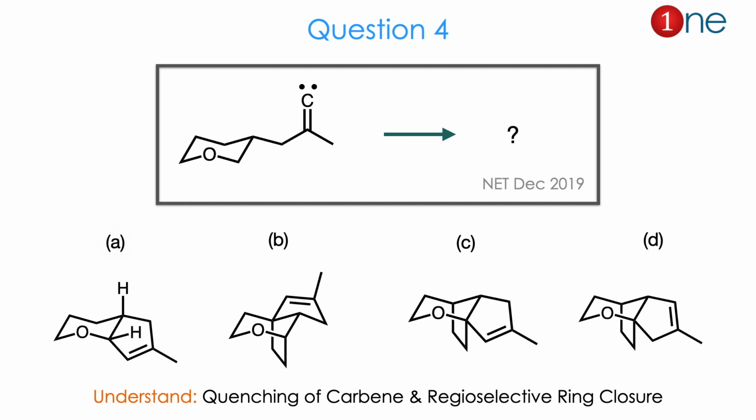In which way? So regioselective ring closure here. The quenching of carbene occurs through the carbon near to the oxygen or the carbon away from the oxygen, or axial or equatorial. So 4 possibilities. From the reactant to product you might understand that the question is really about quenching of carbene and regioselective ring closure. The answer is A. Let us see how.